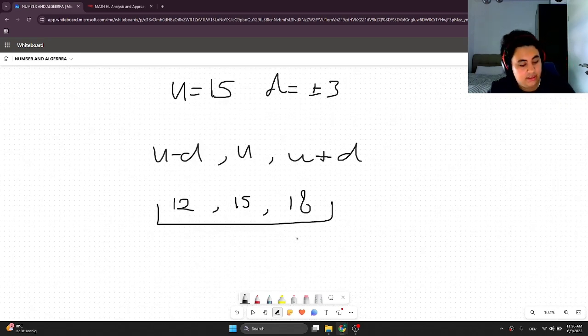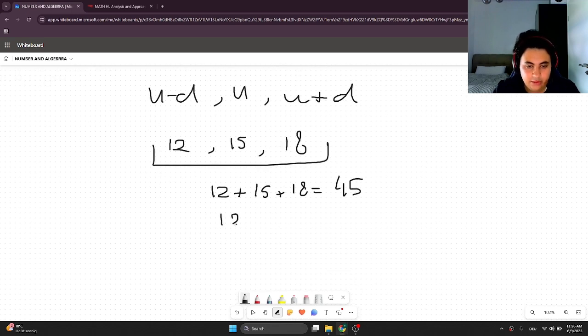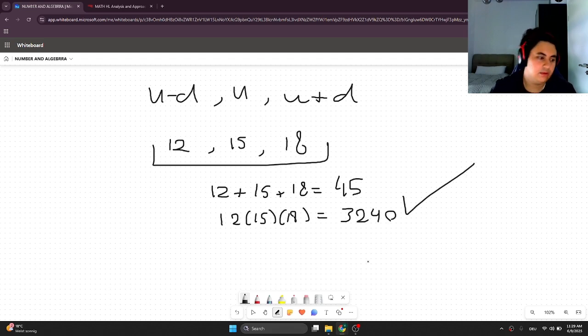And we can even double check by adding them all together. So you can say 12 plus 15 plus 18. It is indeed going to give us 45, and therefore 12 times 15 times 18, which is 12 times 18 times 15, is going to be 3,240. Therefore checked and proved. Good. Nice. Let's move on to the next question.